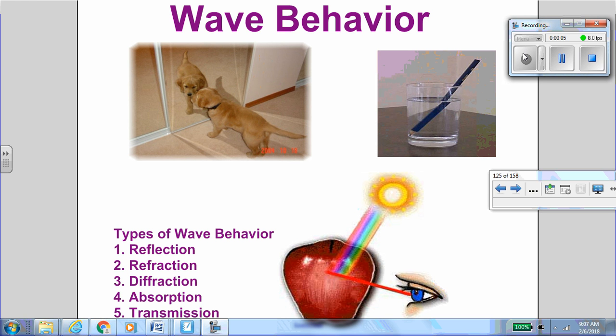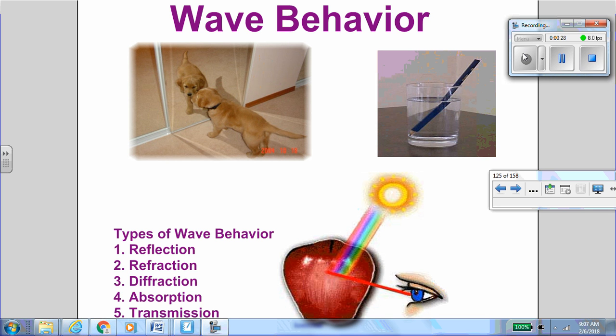Look at the images that you see here on this slide. You have a dog staring in a mirror, a pencil appearing to be broken in a glass of water, and being able to see different colors, such as a red apple. How does this apply to waves? Well, in this video lesson, we're going to discover some different behaviors of waves, which allows the phenomena that you see here on this screen to occur.